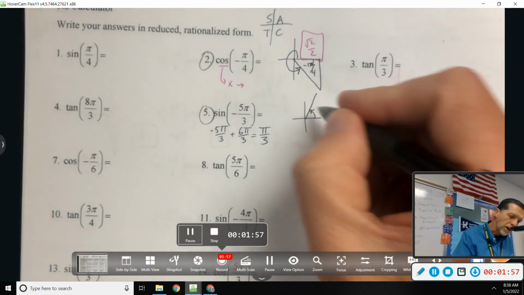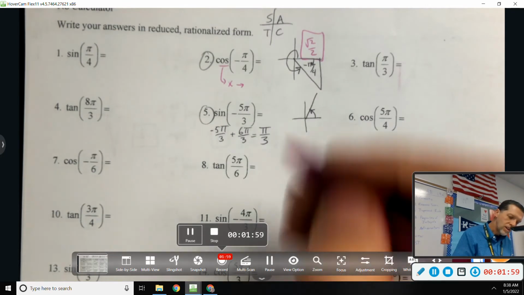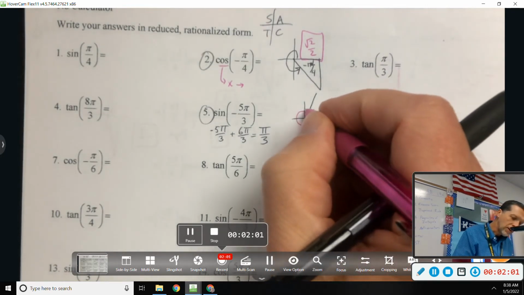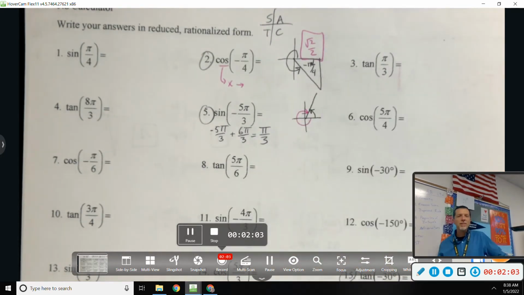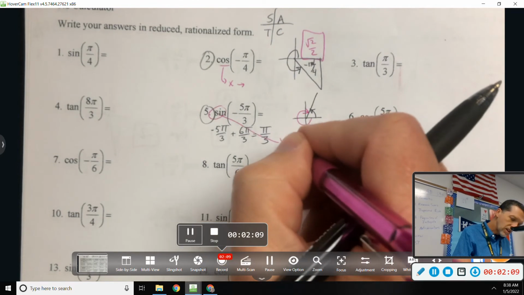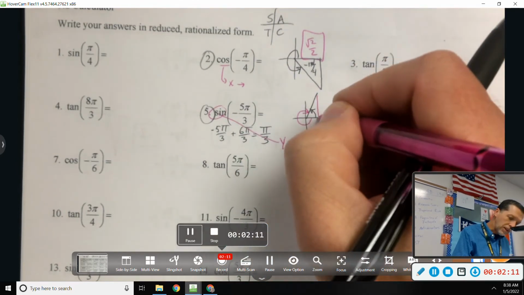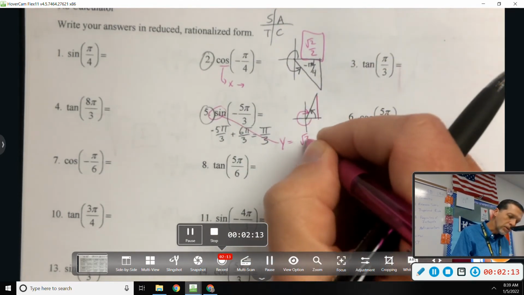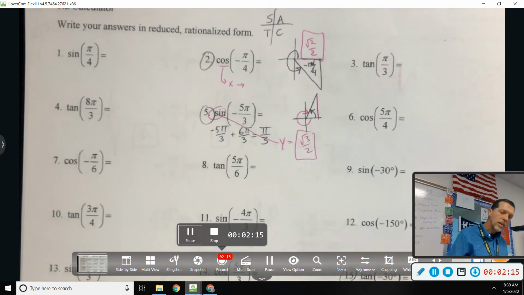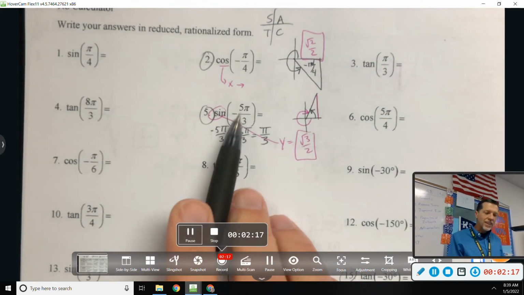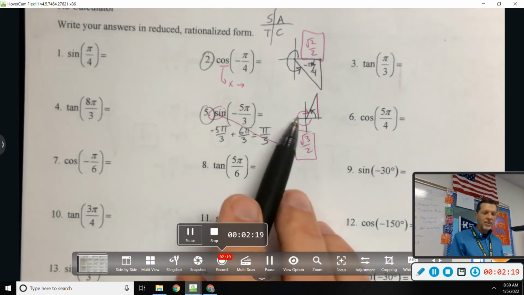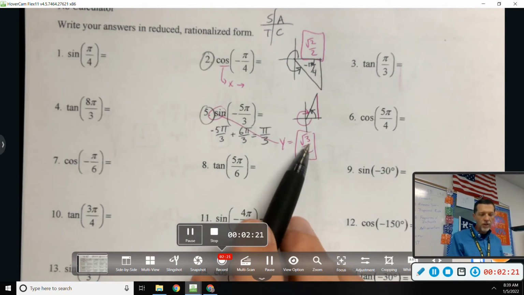Right, there's the pi over 3 route. Here's the negative 5 pi over 3 route, but you land at the same spot. And sine means the y coordinate. That would be the long side, so that would be root 3 over 2. Not negative. The negative just tells you how to get there. It doesn't necessarily affect whether your answer is positive or negative.